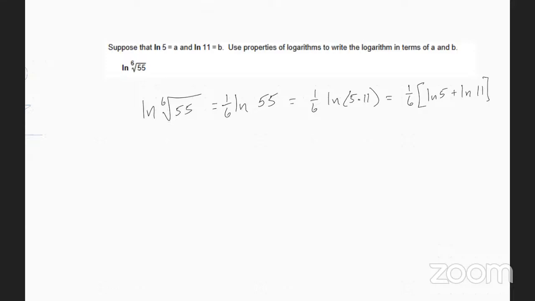And what is the ln of 5? It's A. And what's the ln of 11? B. Yep. So there you go. Okay, got it. So with the properties of logs, you just kind of break them up and use them until you get it written in terms of something that you already know, because they gave you those values up there. Good. Yeah.